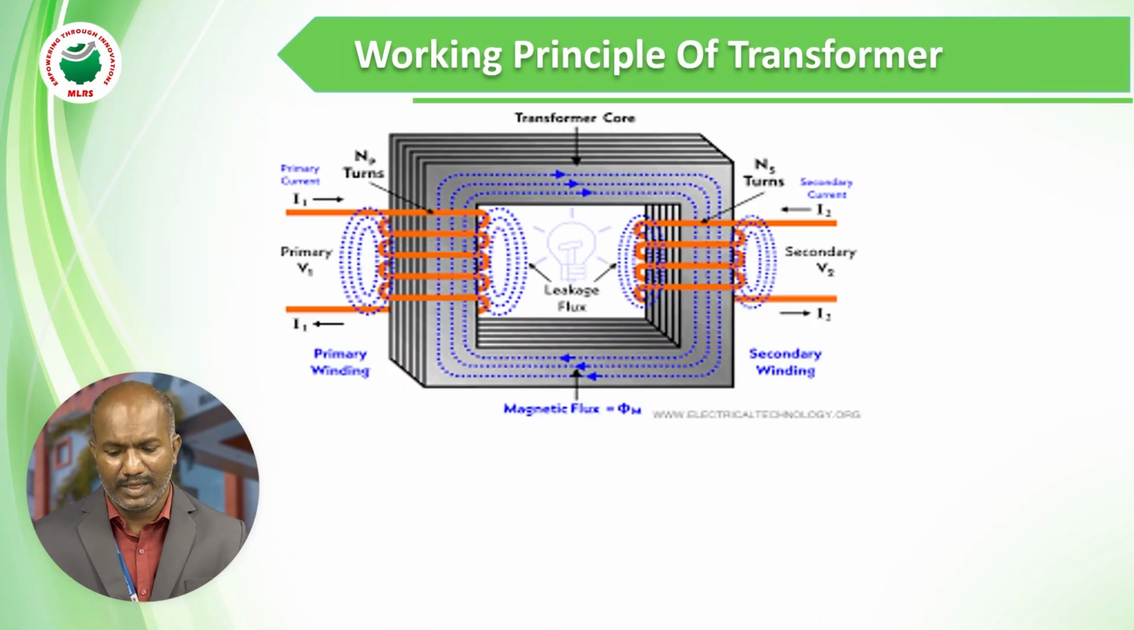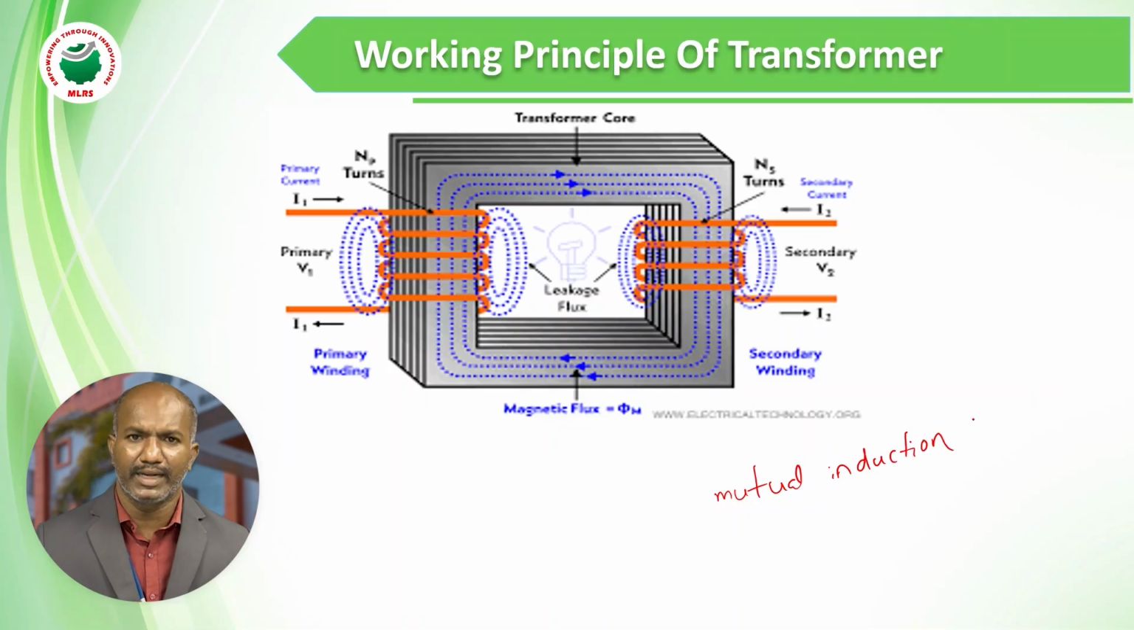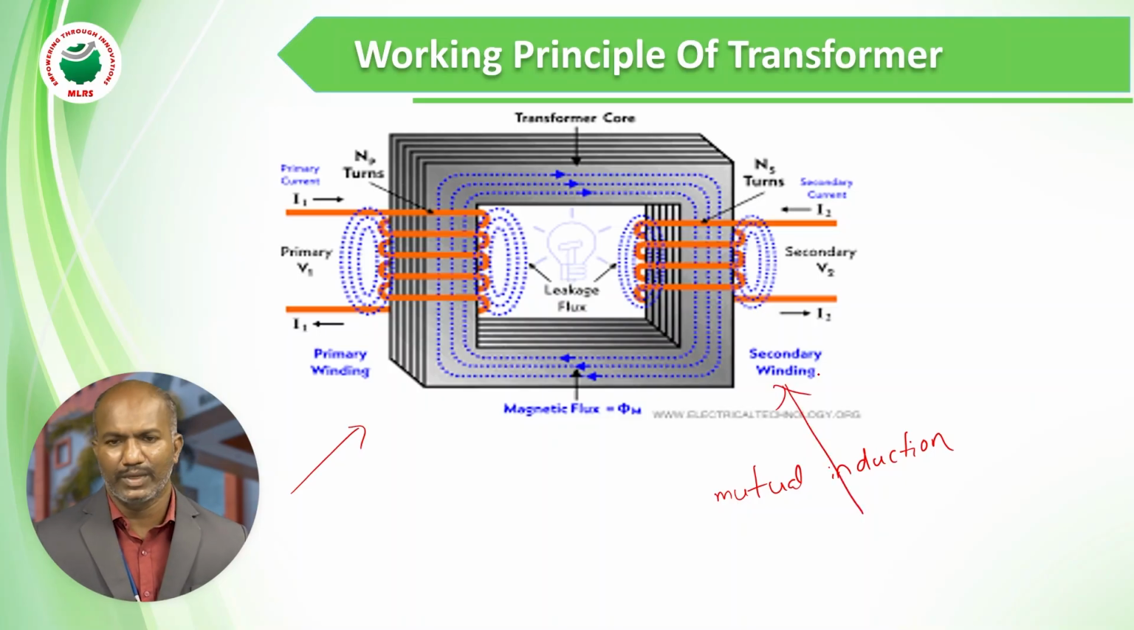The operating principle of transformer is the mutual induction principle. So what is the mutual induction principle? See, this transformer has two windings, a primary winding and a secondary winding. I told you there is no direct electrical contact between these two windings.